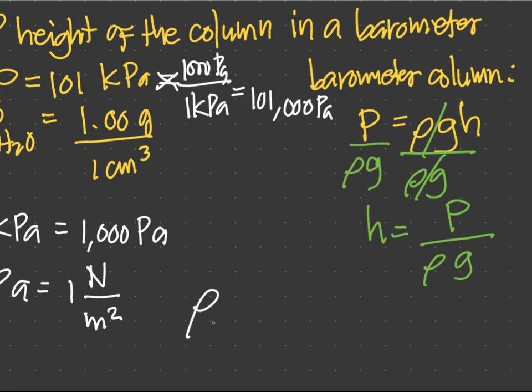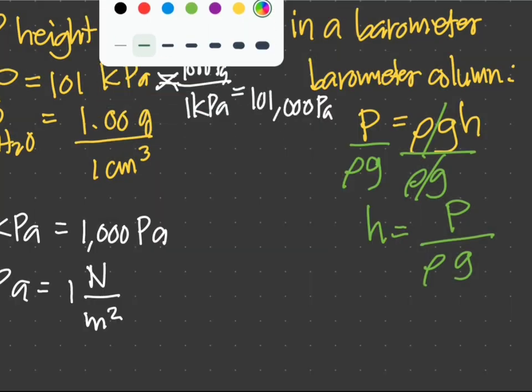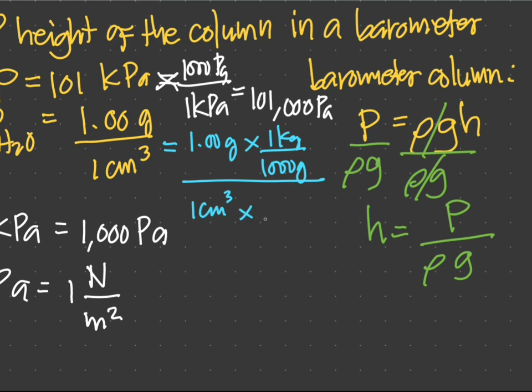So density of water. Okay, density of water: this is 1 gram times 1 kilogram per 1,000 grams to get rid of the gram. And then 1 cubic centimeter, we convert that to meters. So 1 meter is equal to 100 centimeters.